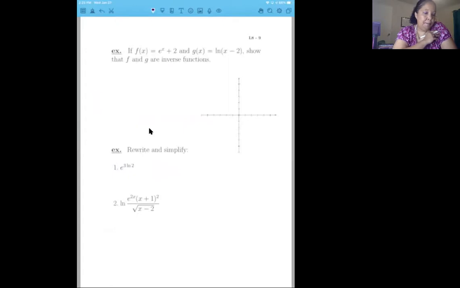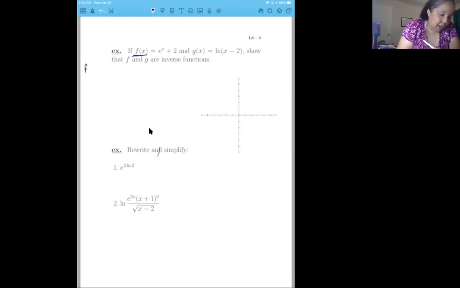All right. Question, if I have f of x equals e to the x plus 2 and g of x equals natural log of x minus 2, let's show that they're inverses of each other. All right, so we're going to do this in a couple ways. We're going to show it by composition, and we're going to show it by graphing. Okay, so first of all, let's compose.